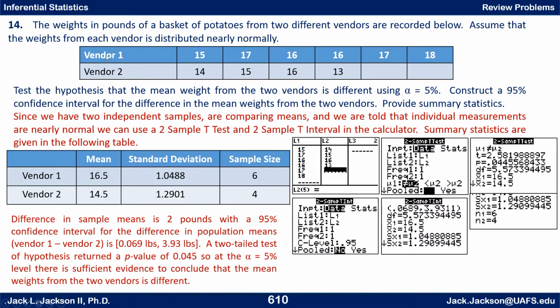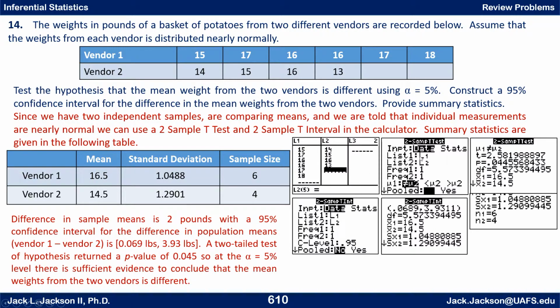First, we need to put our two data sets in. We're going to do vendor 1 in list 1, vendor 2 in list 2, and the test and the interval will be done on vendor 1 minus vendor 2. It's not done pairwise, it just finds the sample mean here and the sample mean here and does the difference. So anyway, we run a two-sample t-test.